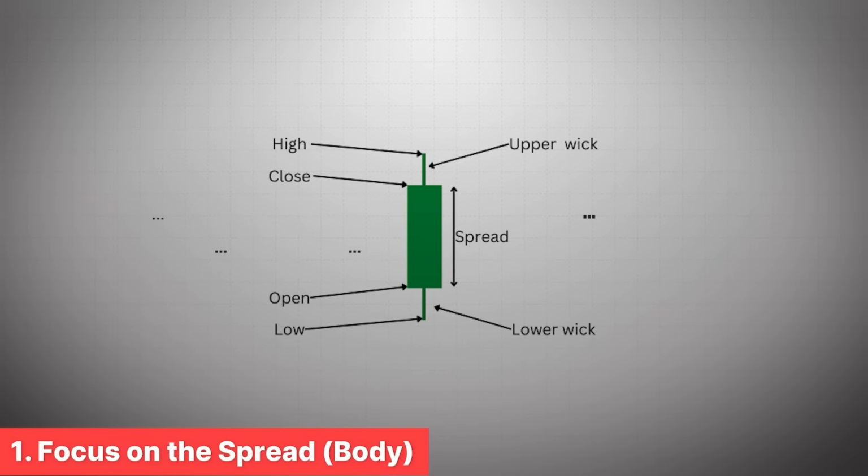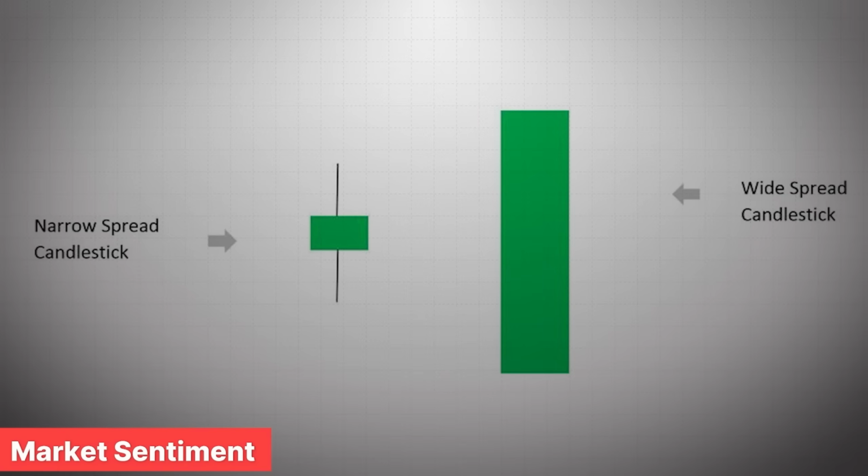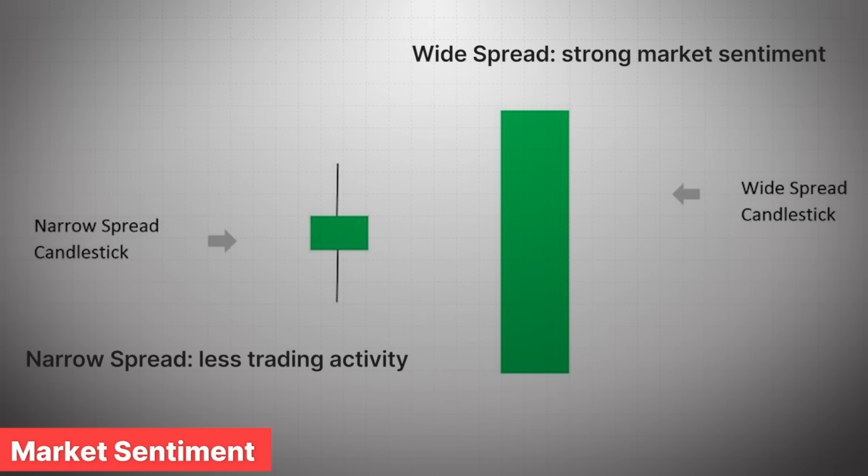First and foremost, when you open up a chart, take a look at the recent candles and focus on their spread. The spread is the difference between a candle's opening and closing price, which forms the real body of the candle. This spread reveals the market sentiment for that particular time period. A wide spread indicates strong market sentiment, while a low spread indicates less trading activity.